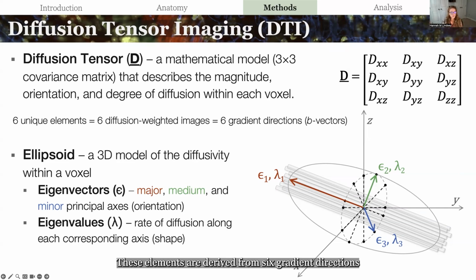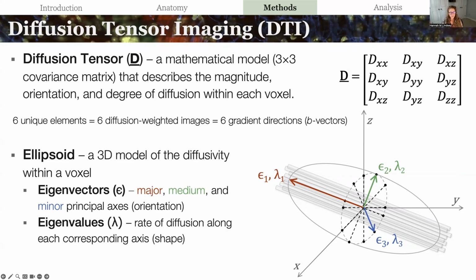These elements are derived from 6 gradient directions, which are predefined during image acquisition. And each gradient direction defines the sensitivity of the MRI scanner to diffusion along a specific vector in space. And we call these vectors B vectors sometimes.